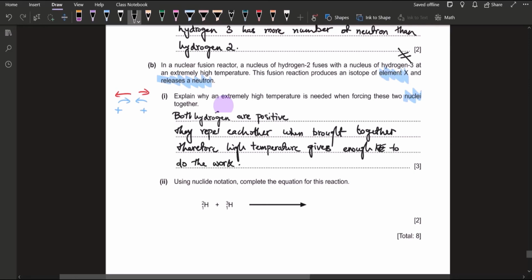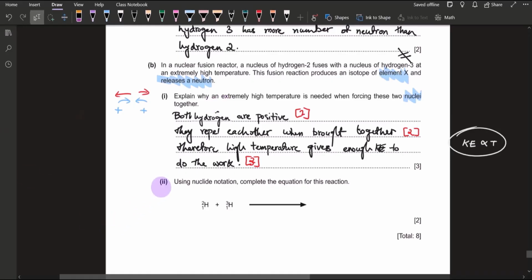And we'll get 3 marks for this. First mark for mentioning they both are positive. Second mark for mentioning that they repel each other. Third mark is that we need high temperature so that we can do the work. And even in this question, they're using the formula E, kinetic energy is directly proportional to temperature.